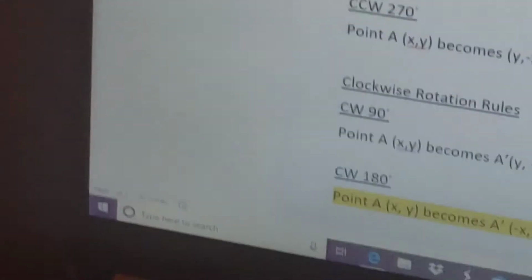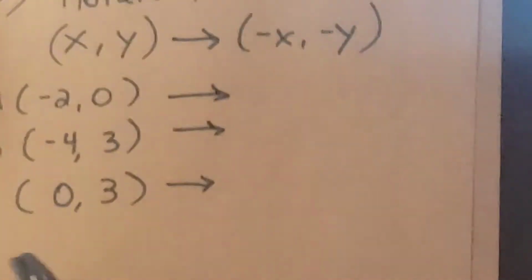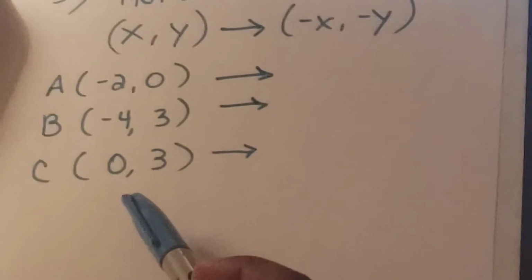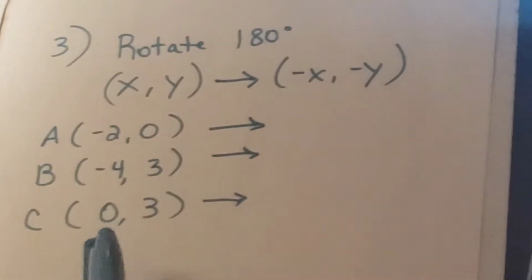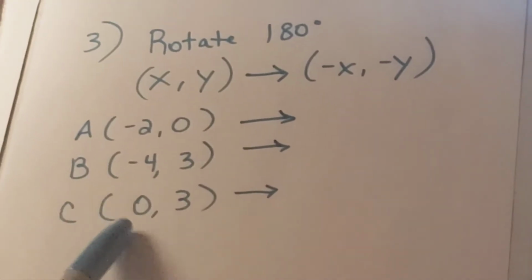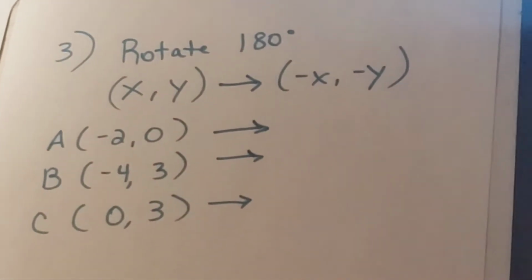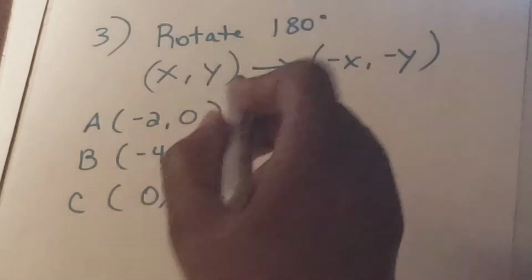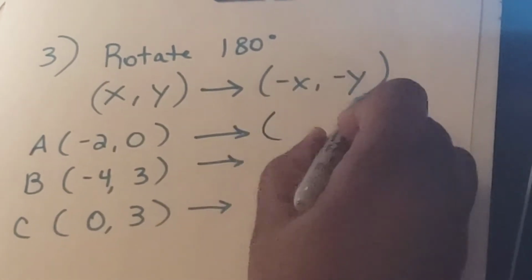Alright, well, let's look at our problem. I've listed all the points from that triangle. So point A was located at -2, 0. Point B was located at -4, 3. And point C was located at 0, 3. So let's just go ahead and apply our rule. All we're going to do is change all the signs.